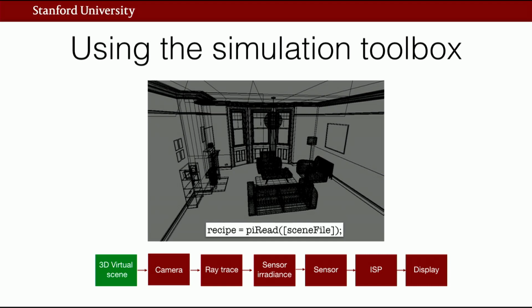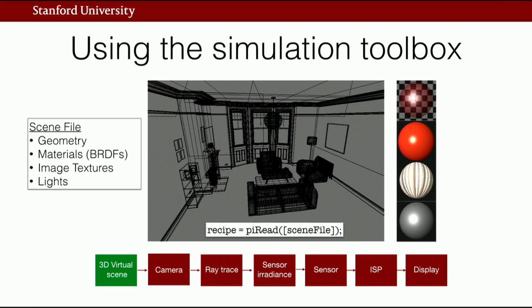So we start with a scene that we're interested in, for example, this living room scene shown here. And this scene contains information such as the geometry of the scene, different materials attached to the objects, the different image textures, and the lighting conditions within the room. And all of this is loaded into MATLAB using a read command. The scene format we deal with here is the PBRT format because PBRT is the ray tracer that we use in our simulation, and a little more on that later.